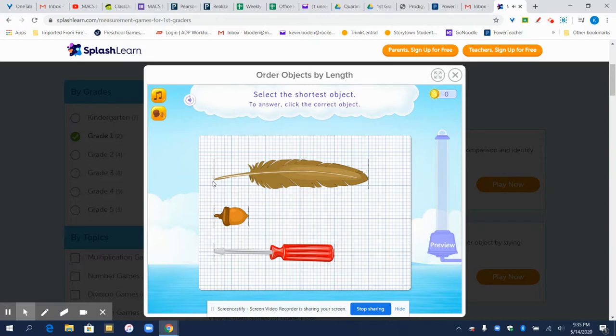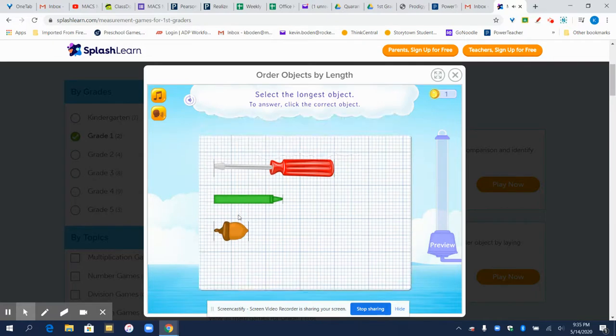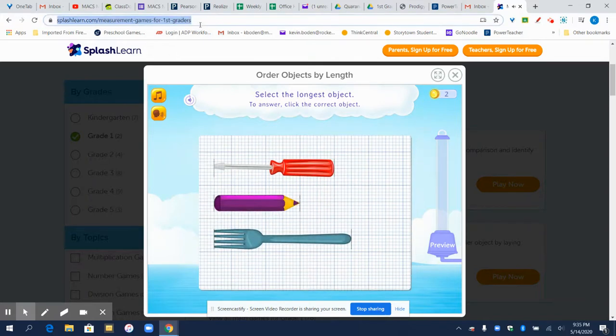And now look. On our screen, there's the beginning and the end. Here's the beginning and the end, the beginning and the end. And I can tell that's an easy one. The acorn's the shortest. And I'm going to try playing this a little bit longer just to get used to hearing longest and shortest. So now listen, they switched it. Select the longest object. So I'm going to attach this website for you. So it's very, very fun to play.